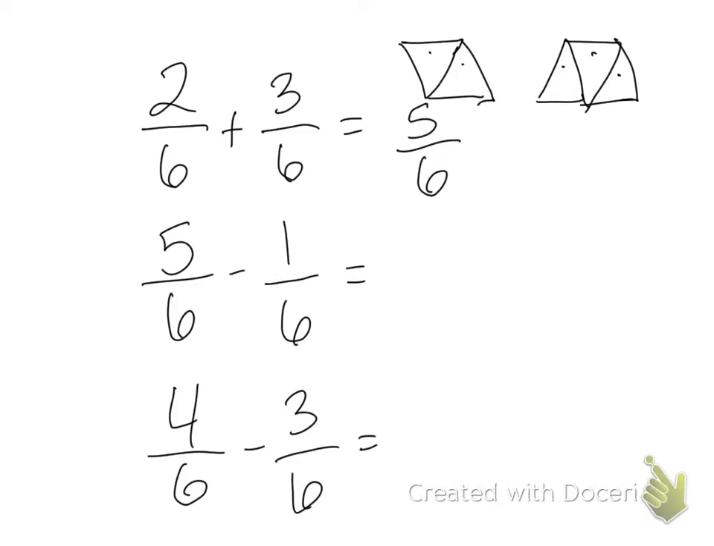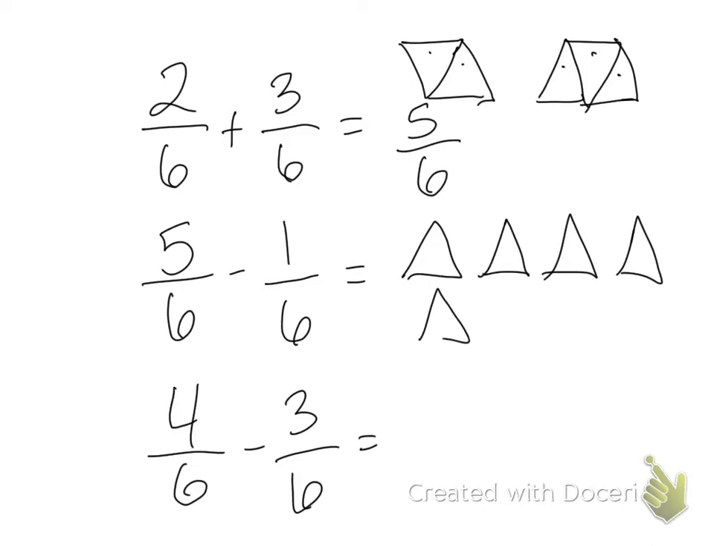What about 5/6 minus 1/6? I'm going to first draw the 5/6. So that's 1, 2, 3, 4, 5. And then since I'm subtracting, I'm taking one of them away. So I'm going to cross off one of those sixths. So I'm left with 1, 2, 3, 4. So 5/6 minus 1/6 equals 4/6.